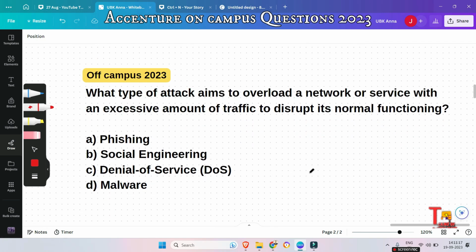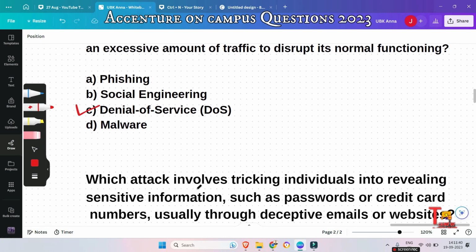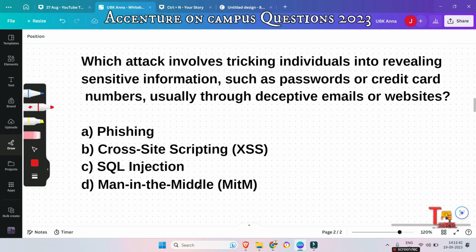So the next question is this. This question was asked in the Accenture off-campus drive 2023, July or August drive, right? So what type of attack aims to overload a network or service with an excessive amount of traffic to disrupt its normal functioning? Phishing, social engineering, denial of service, or malware? So the answer will be denial of service, DoS attack. I hope you have read and are giving the answers by yourself, right?